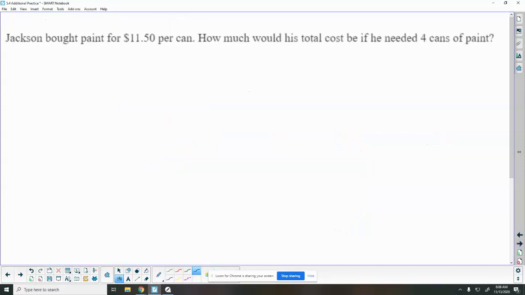Number 3 tells us that Jackson bought paint for $11.50 per can. So I know we've got money and we've got cans. Every time he spent $11.50, he got 1 can. How much money would his total cost be if he needed 4 cans of paint? I'm going to put 4 on the bottom here because that's cans of paint, and I'm looking for the total cost here.